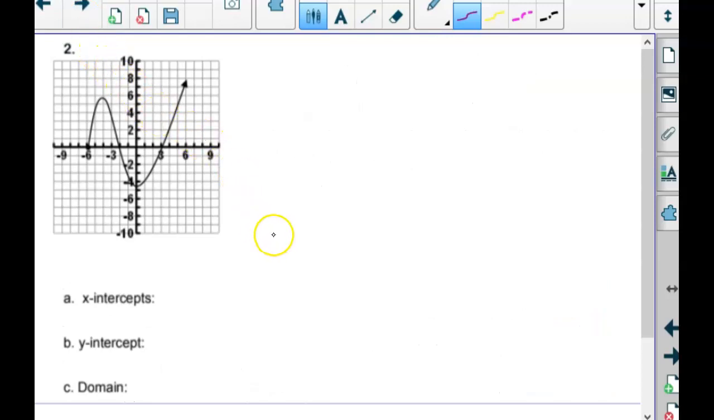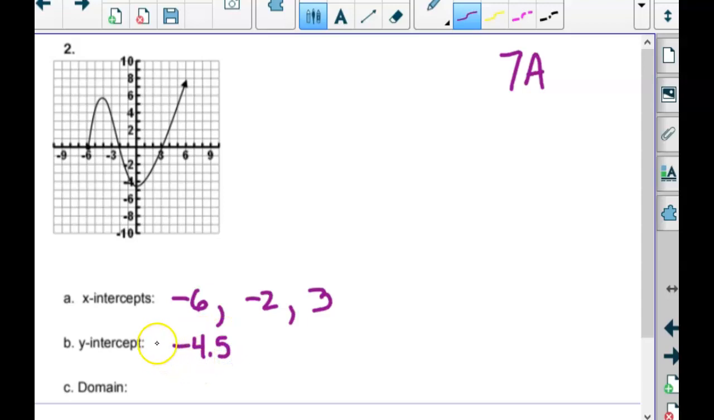All right. This is 7A, yes? Okay. X-intercepts, can you estimate them real quick? You could list them like that, or you could write ordered pairs. I was not picky on the quiz. Anybody want to say where they think that y-intercept is? Negative 4.5.